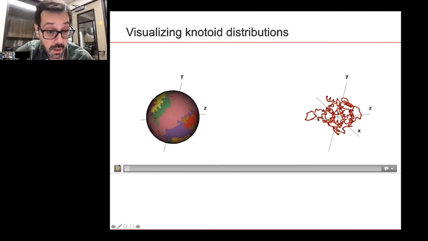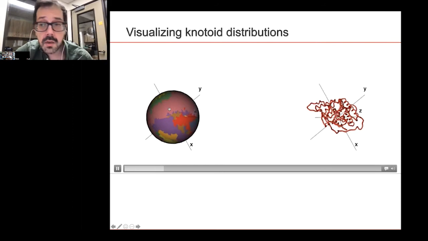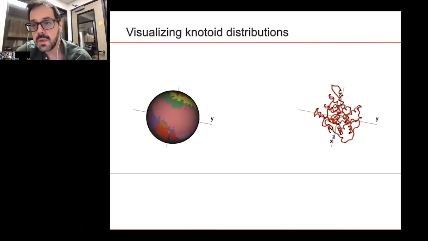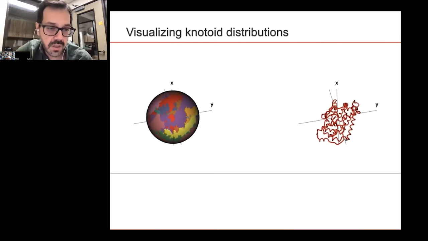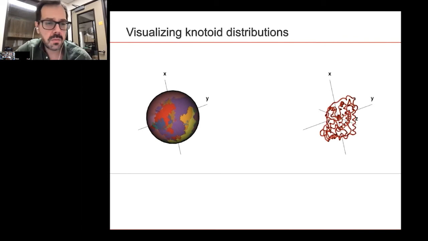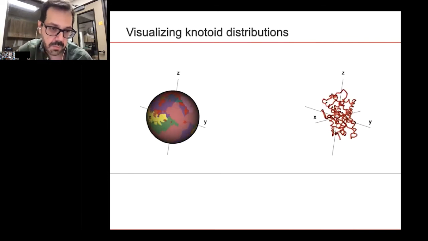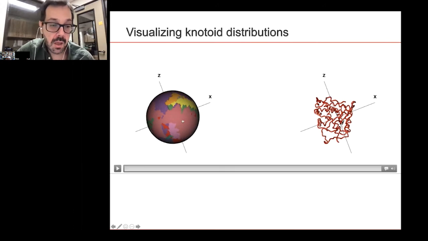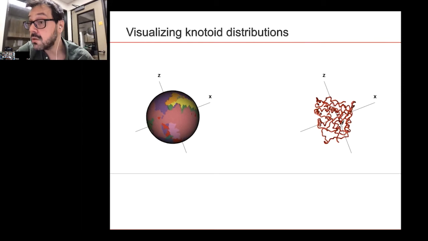And if I do that, I can color code each point of the sphere with the Knotoid type that it gives me. So this is how it looks. Regions with the same color give me the same Knotoid type. It doesn't matter which Knotoid type it is here, but we see that we have a big distribution of Knotoid types. The region with the biggest area is the predominant knot type.